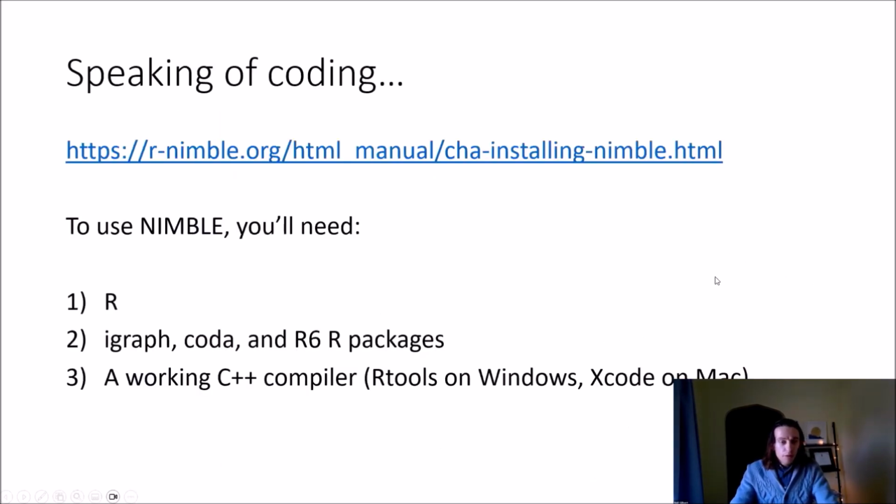And so on the topic of coding, the coding demos that I'll be showing you here in just a moment are in the Nimble language. If you want to follow along and run the code that I'll be using, you'll have to have the Nimble R package installed, and you'll also have to have a C++ compiler set up on your machine. The installation instructions are in the Nimble manual, which I've got a link to here. So if you need a compiler, go ahead and get that set up if you want to follow along.